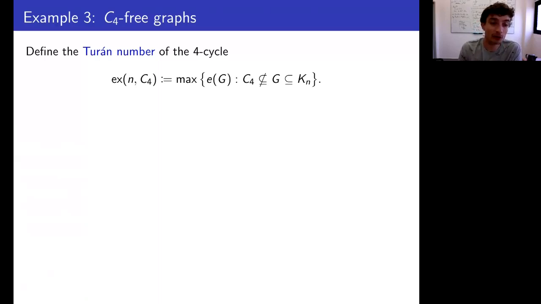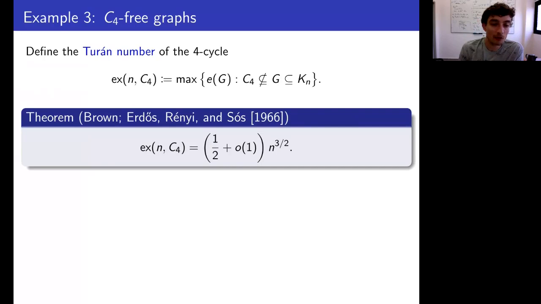Recall the definition of a Turan number. So the Turan number of the 4 cycle, ex(n, C4), is the largest number of edges in an n-vertex graph which doesn't contain the 4 cycle as a subgraph. Here, I don't mean an induced subgraph, just a monotone subgraph.